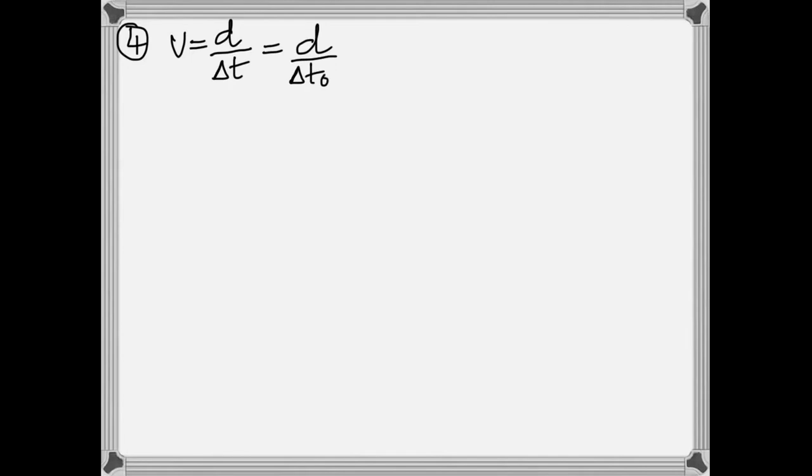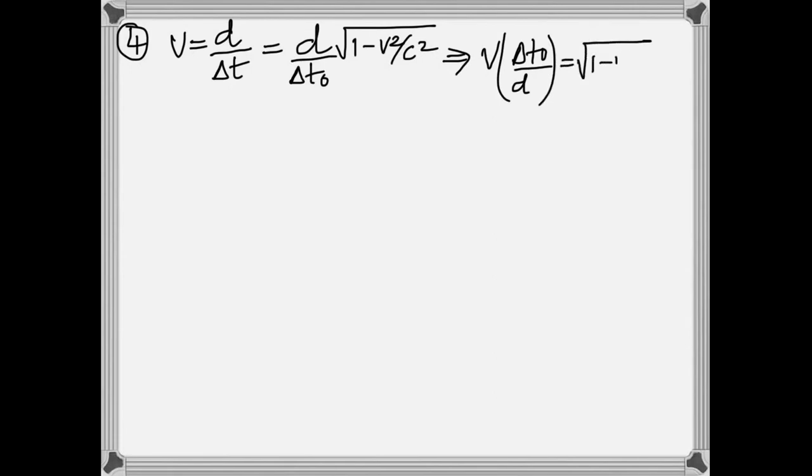Now, delta t is delta t naught by square root 1 minus v squared by c squared. That goes to the top. You rearrange that equation and you get v times delta t naught by d is equal to this, square root 1 minus v squared by c squared. Square both sides to get rid of the square root.